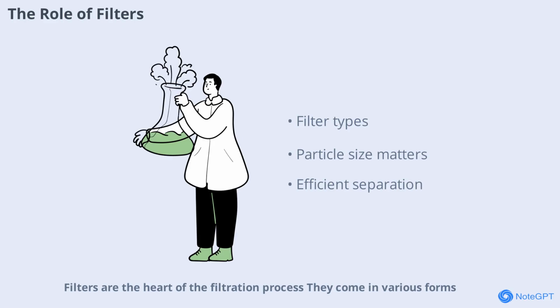Filters are the heart of the filtration process. They come in various forms such as filter paper, membranes, or even sand beds, depending on the application. The choice of filter is determined by the size of the particles to be separated and the nature of the mixture. For example, filter paper is commonly used in laboratories for simple liquid-solid separations, while more advanced filters are used in industrial settings. The filter must be porous enough to let the fluid pass but fine enough to trap unwanted particles. Selecting the right filter ensures efficient and effective separation.